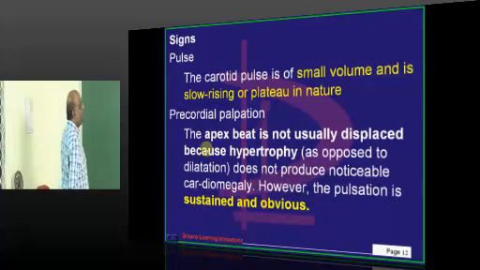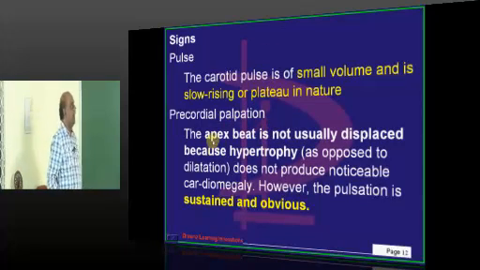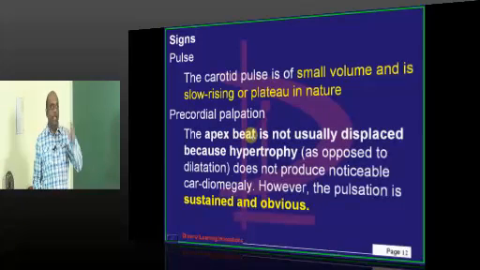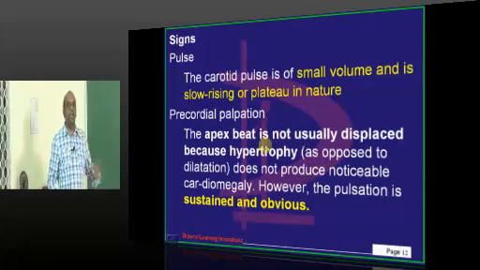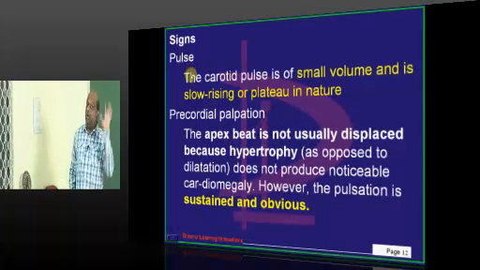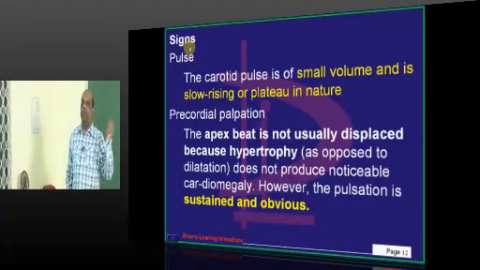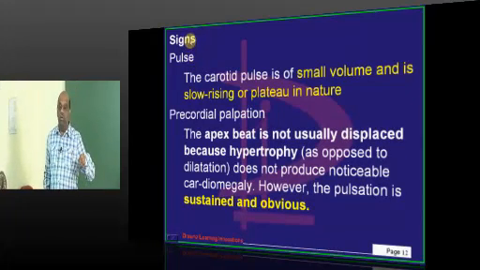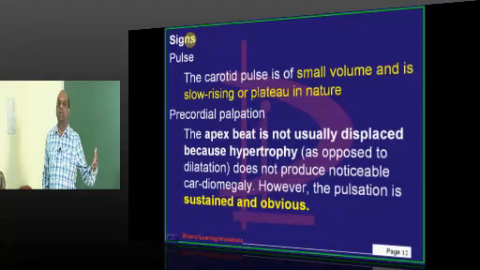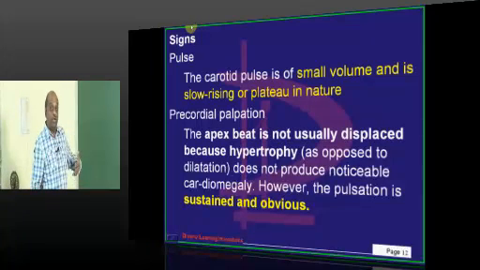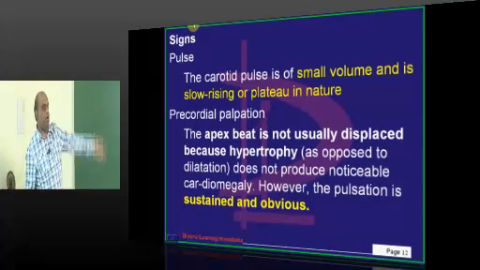Then if you look at the apex beat, since it is hypertrophy, not dilatation, hence apex beat is not displaced. In aortic regurgitation, it is dilatation. That's the reason apex will be found down and out from the midclavicular line, out from the 6th intercostal space. So it is dilated in aortic regurgitation, not in aortic stenosis.